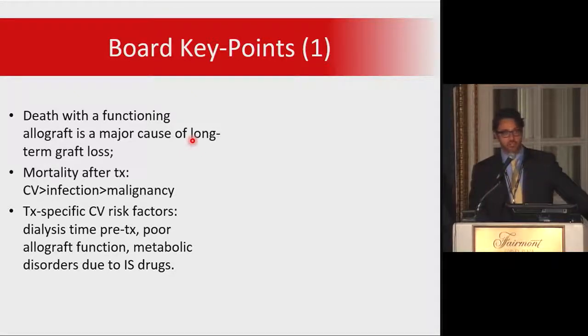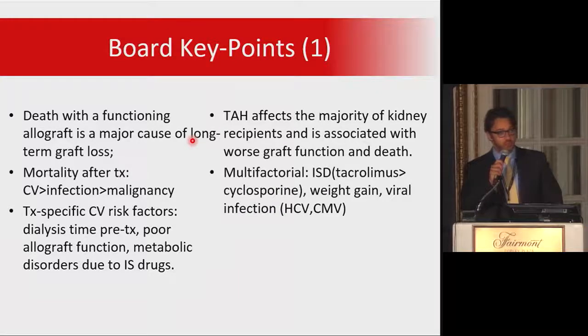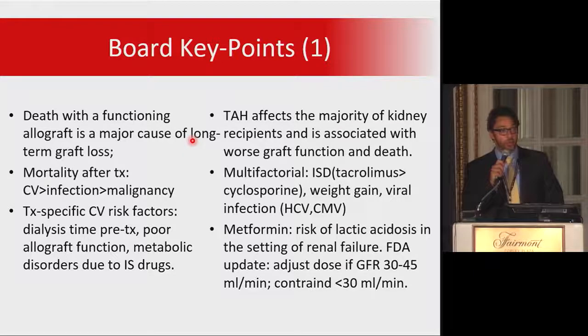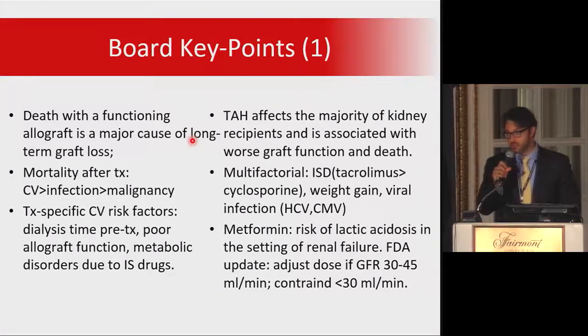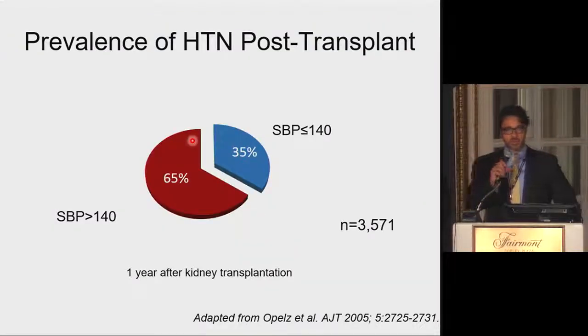Mortality is cardiovascular, infection, malignancy, in sequence. The transplant-specific cardiovascular risk factors, in particular time on dialysis pre-transplant, poor allograft function, and metabolic disorders associated with immune suppressive drugs, are important. Transplant-associated hyperglycemia affects the majority of our patients post-transplant. We have to be looking at the other factors, including immune suppression, weight gain, and viral infections, and last of all, metformin is the first agent to be used, especially if GFR is above 30 in patients that have persistent hyperglycemia. All right, so from that we'll move to hypertension.